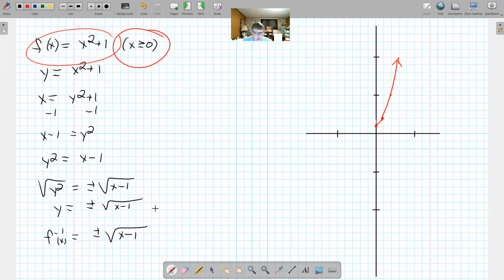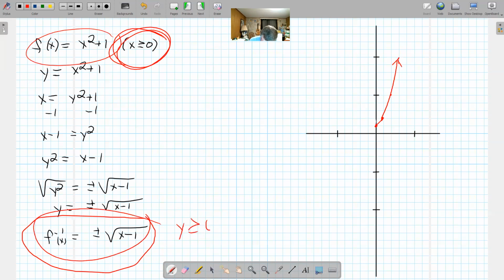Now, what about this? It says plus or minus. Well, recall that the domain of a one-to-one function is the range of its inverse, and the range of the one-to-one function is the domain of the inverse. Okay, so if for this function x is greater than or equal to 0, for the inverse function y has to be greater than or equal to 0. Well, if y is greater than or equal to 0, that means y can't be negative, which means we're going to get rid of this negative sign because that would negate all of the outputs, all of the y values.